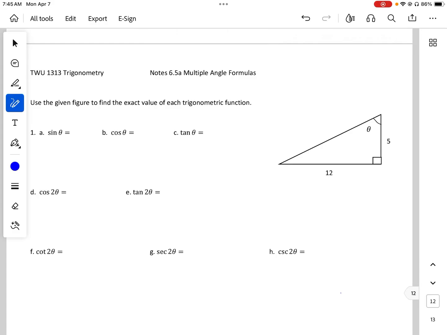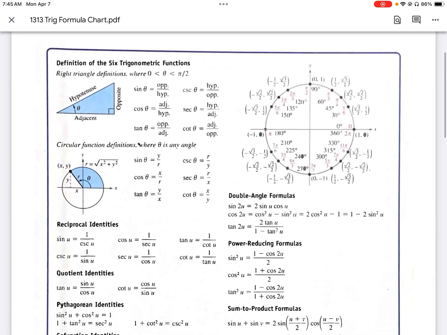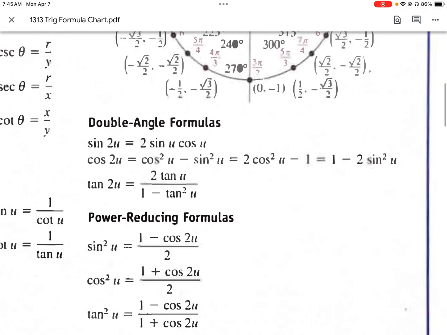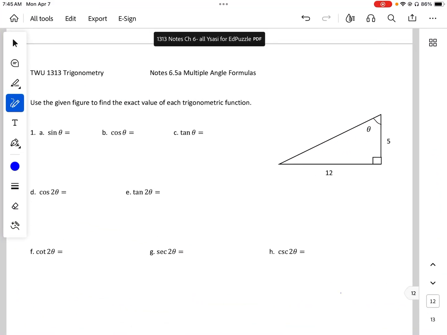We are going to look at 6.5a multiple angle formulas. So let's look at our formula chart. Here's our formula chart. This is called the double angle formula that we are going to use today. So just keep an eye out on that.